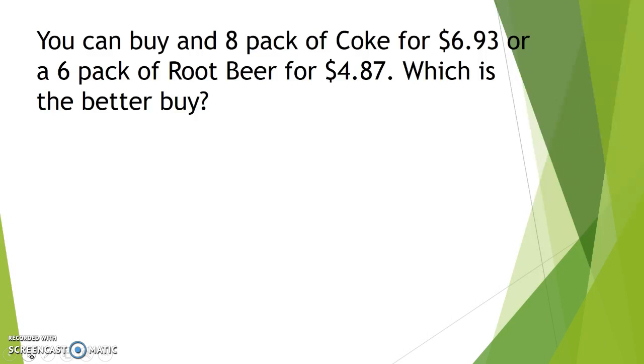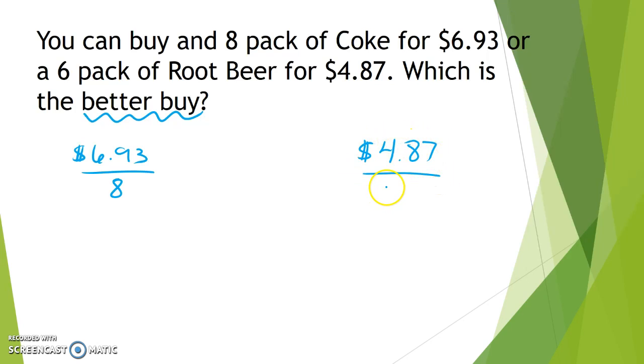This next one says you can buy an 8-pack of Coke for $6.93 or a 6-pack of root beer for $4.87. Which is the better buy? So what I'm going to start with is actually setting up my two different rates. So it costs $6.93 for an 8-pack, or it costs $4.87 for a 6-pack. And here, we can't really compare anything yet because there's nothing in common.